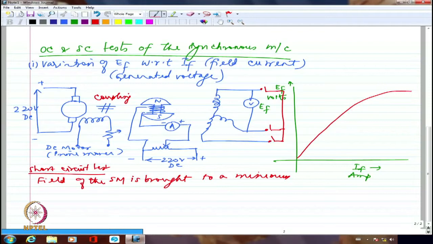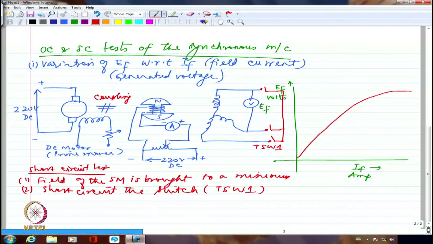After the open circuit test is done, what we will do is to minimize the field current of the synchronous machine. After minimizing the field current, we then close the switch to short circuit the armature terminals. So I have 3 terminals of the armature which will be short circuited automatically by using this 3-phase switch. Let me say this is TSW1, 3-phase switch 1. So TSW1 will be closed. Of course, I should have had an ammeter here. At least in one of the terminals, I should have put an ammeter, because I would like to measure the short circuit current of this machine.